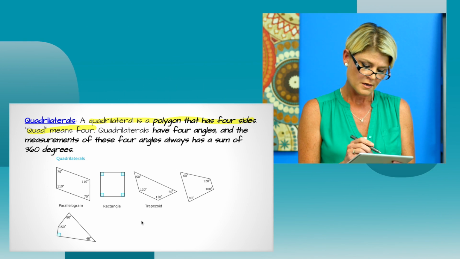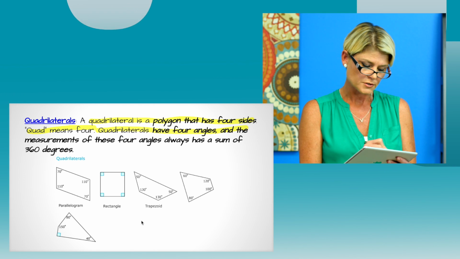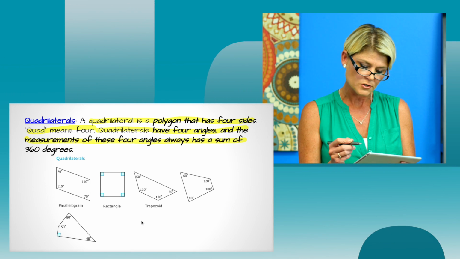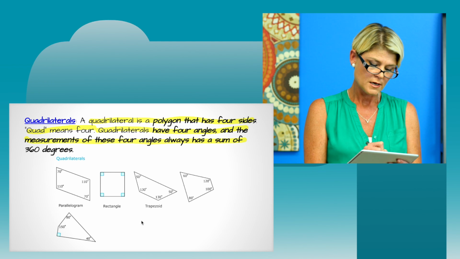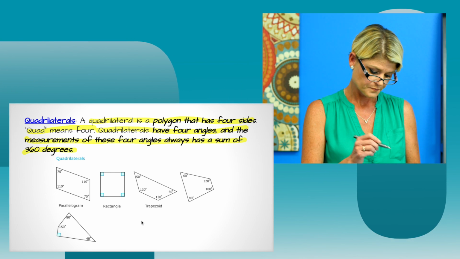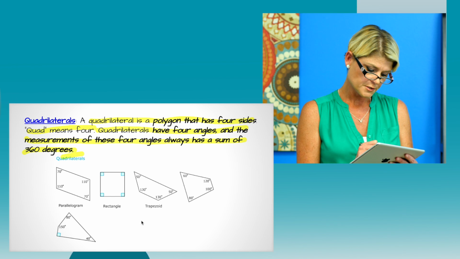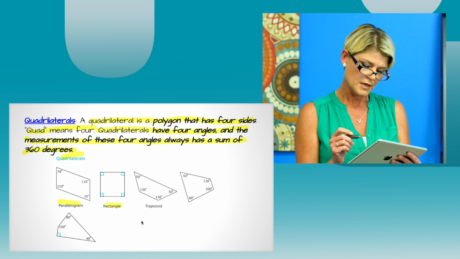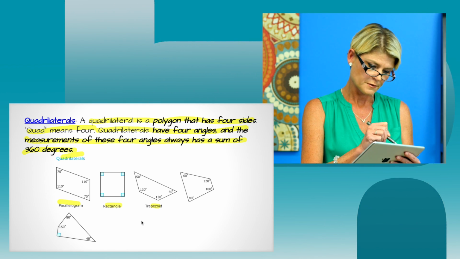Quad means 4. Quadrilaterals have 4 angles, and the measurements of these 4 angles always have a sum of 360 degrees. So here are a few quadrilaterals: a parallelogram, a rectangle, and a trapezoid, and these other shapes.